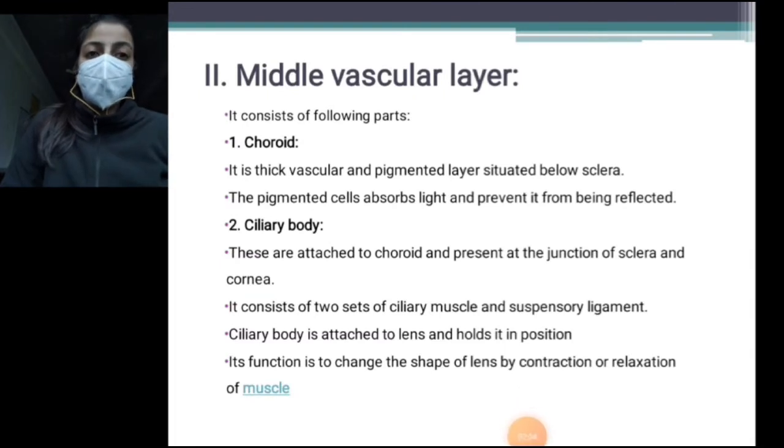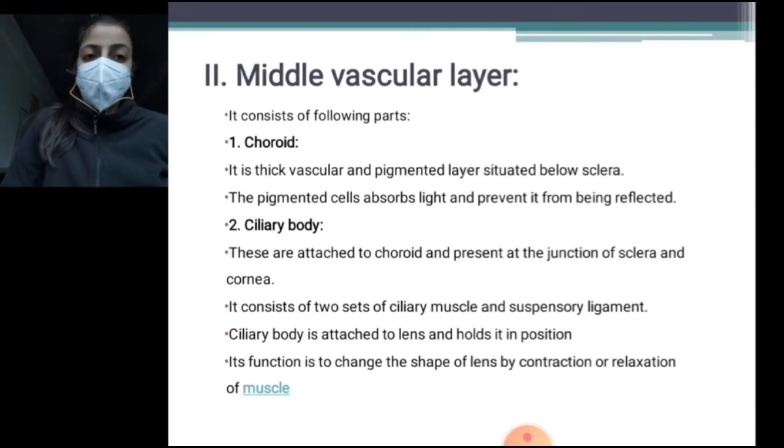Next is the middle vascular layer. The middle vascular layer consists of the choroid and the ciliary body. Firstly, the choroid. The choroid is a thick, vascular and pigmented layer situated below the sclera, and the pigmented cells absorb light and prevent it from being reflected. So the main function of the choroid is that it absorbs light and prevents reflection.